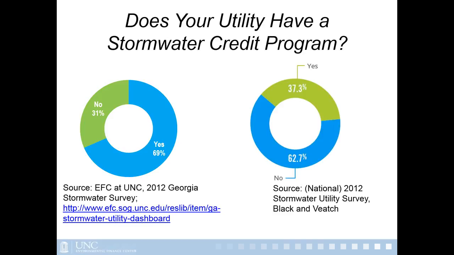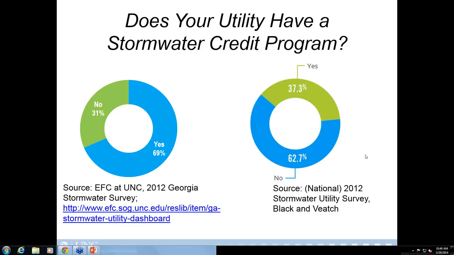The other chart is from the National Black and Veatch survey that I described a minute ago, and their results were sort of flipped. So nationally, it seems like stormwater credit programs are not as popular as they have been in the Southeast. We can take this with a pinch of salt since the survey size was sort of small, but it looks like maybe in the Southeast we're ahead of the rest of the country, largely speaking, in terms of credit programs with our stormwater utilities.